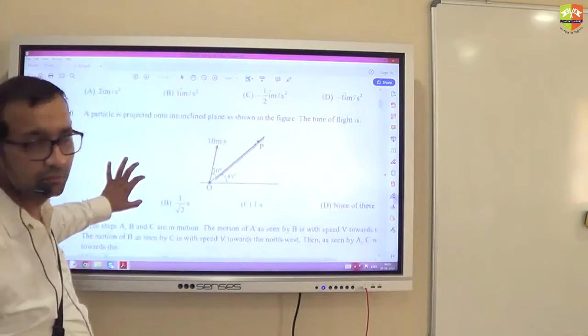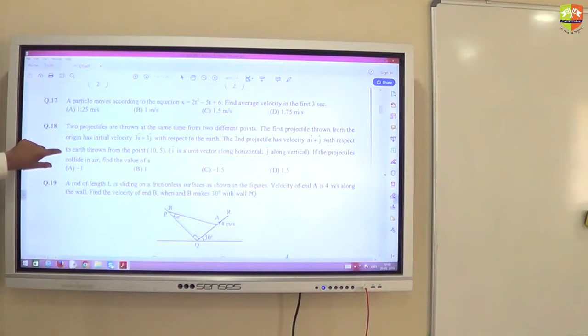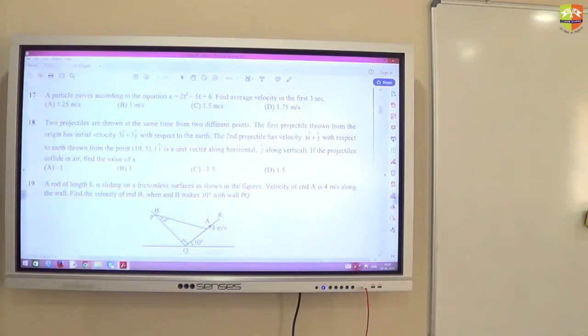Okay, understood. 18, you can sit there, that is good. Two of you can sit here as well. Here. Use velocity of approach. It will be easy.